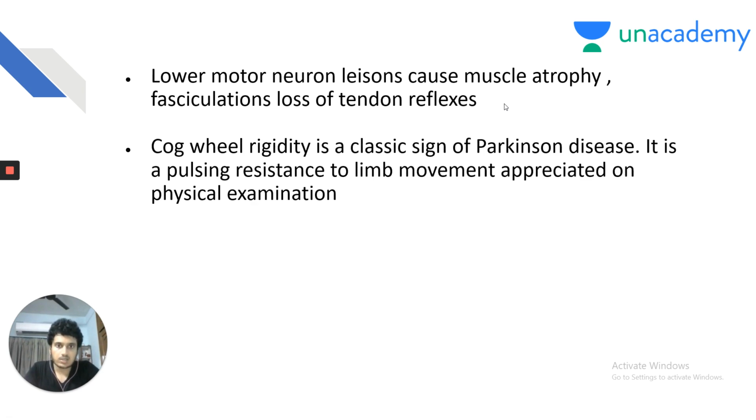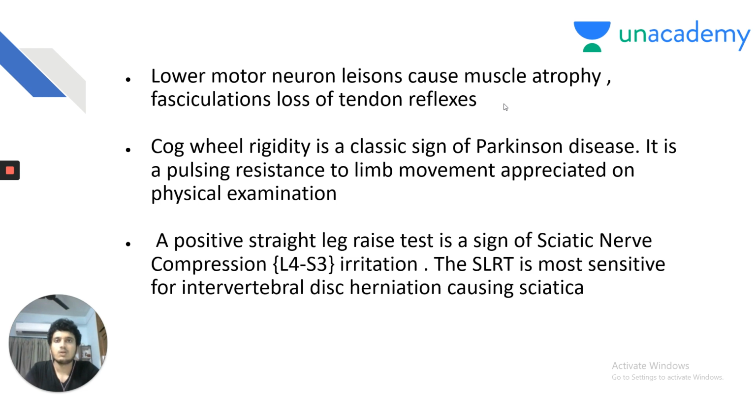Cogwheel rigidity, like I said, is a classical sign of Parkinson's disease. It is pulsing resistance to limb movement appreciated on physical examination, and the classical triad of Parkinsonism is bradykinesia, rigidity, and tremors. A positive SLRT, or straight leg raising test, is a sign of sciatic nerve compression at the level of L4 to S3. SLRT is the most sensitive test for intervertebral disc prolapse causing sciatica. So let's see how SLRT is performed.